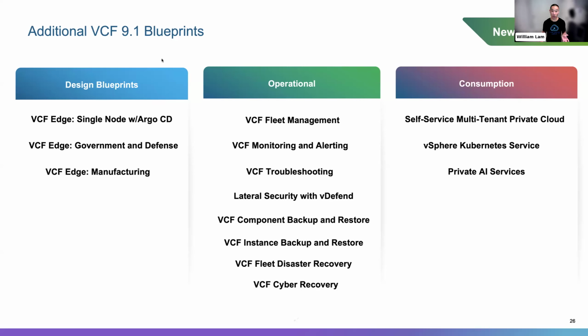There's been a lot of talk around Kubernetes services, especially some of the things you can do within the ecosystem. So we have a number of blueprints that focus on VKS and some of the best practices around delivering that service at enterprise scale. And then obviously lots of discussions around private AI. So we have a whole blueprint focused on some of the capabilities that come out of our private AI services.